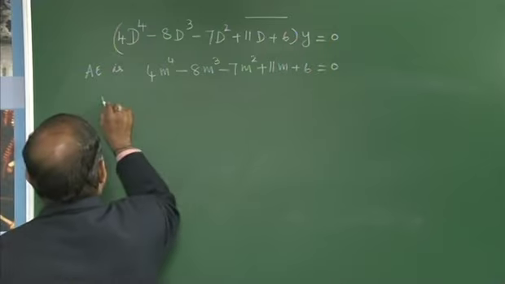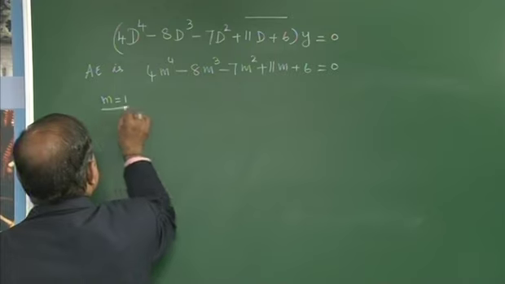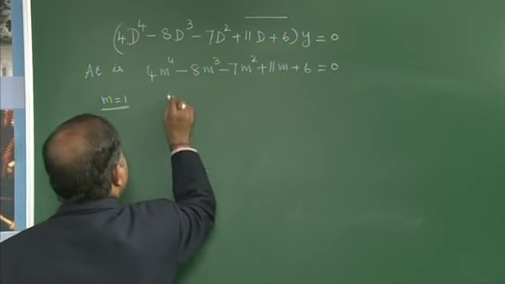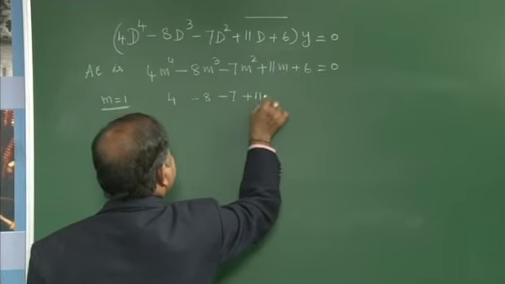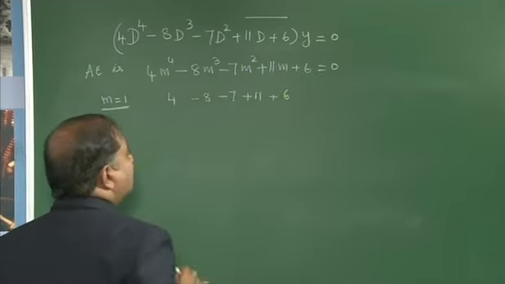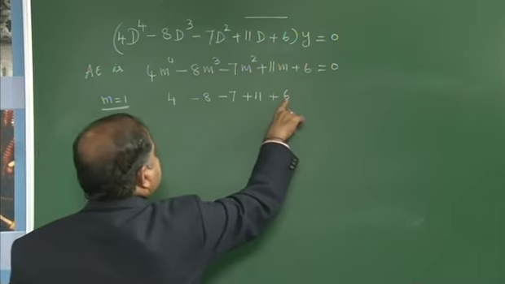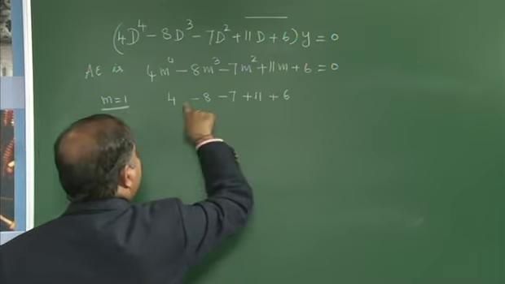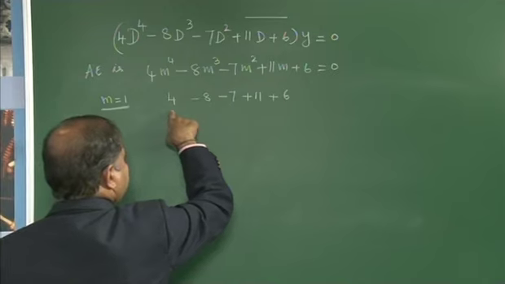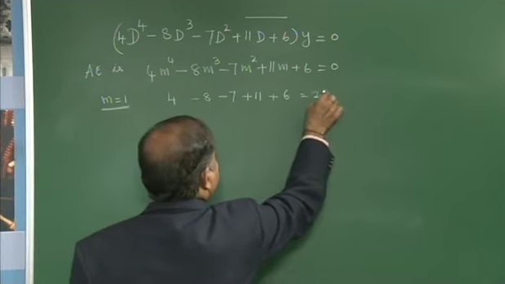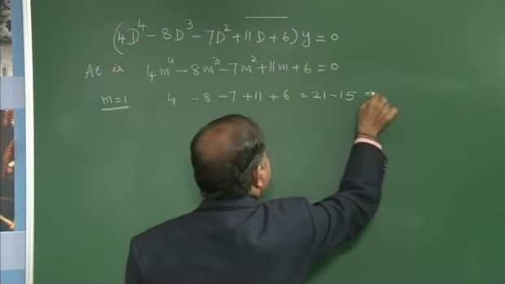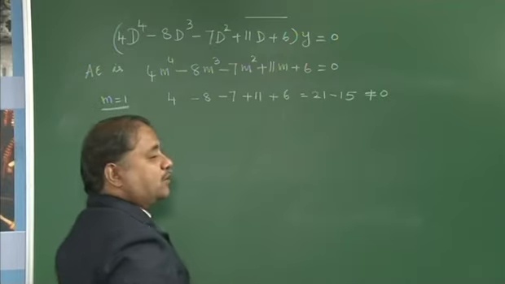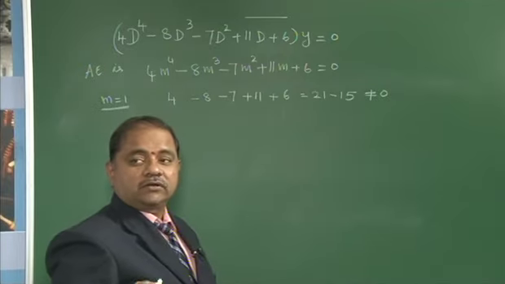It is a trial and error process. Let me take m equal to 1. What happens? 4 minus 8 minus 7 minus 11 plus 6. What is the total? The answer is non-zero. Non-zero means you have not got the root. So, m equal to 1 is not a root.